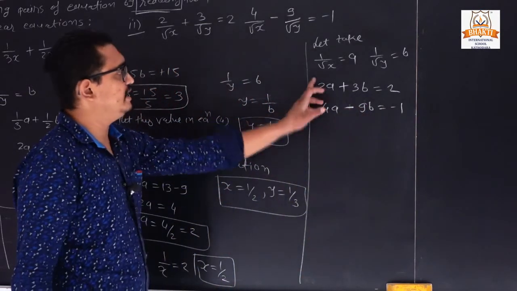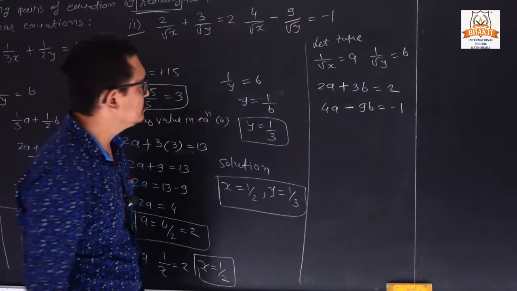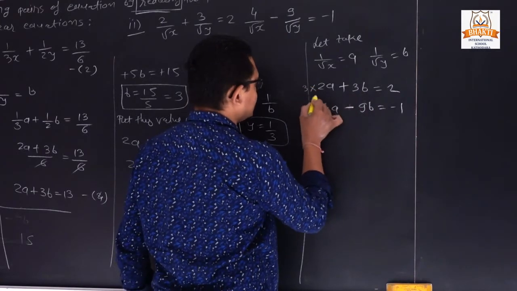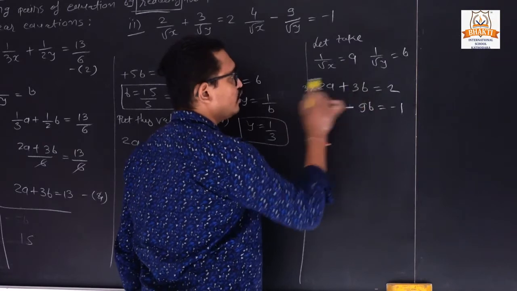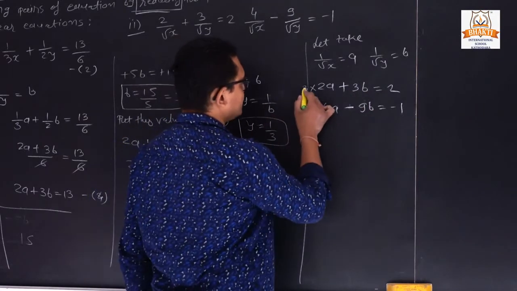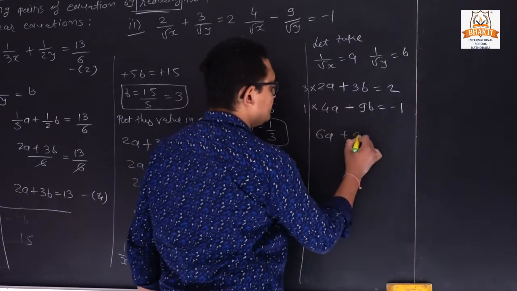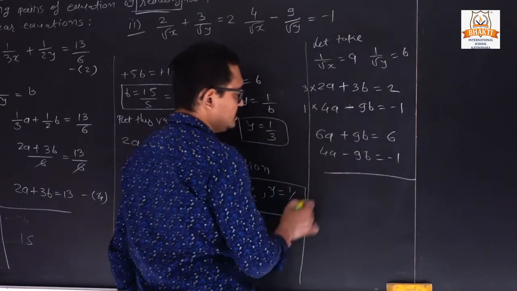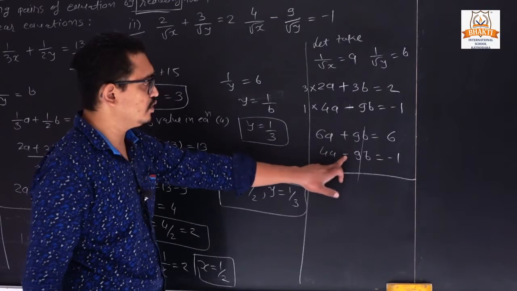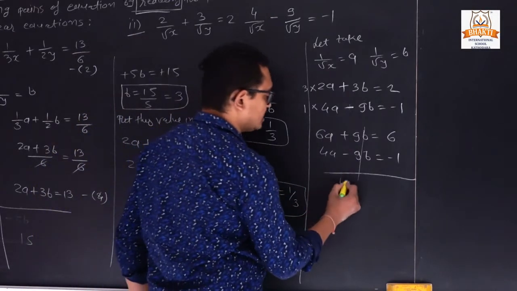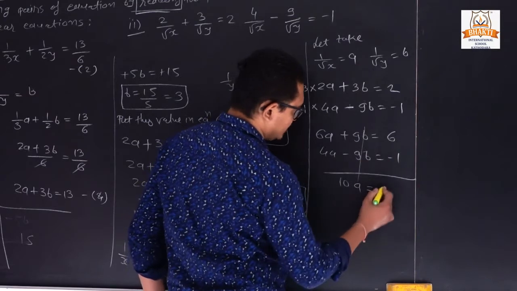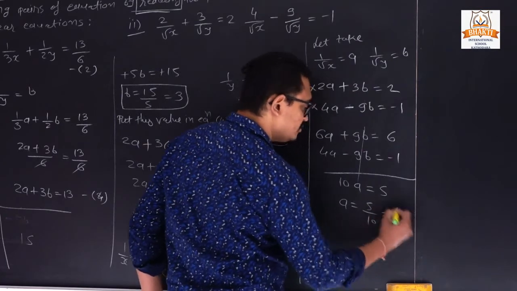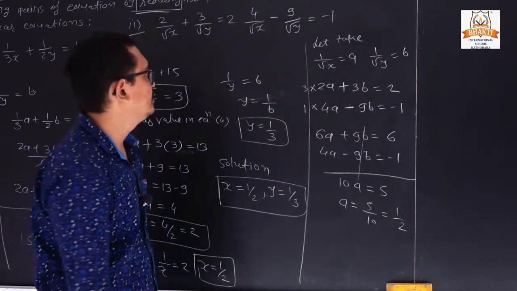So once again, which method are we applying? Elimination. Here we have a 3 and here we have none. So we are multiplying the first equation by 3 because we want to drop b. So simplify: 3 2s are 6a, 3 3s are 9b, and 3 2s are 6. 4a minus 9b is equal to minus 1. Now these both are cut because both have different signs. 6 plus 4 is 10a, and 6 minus 1 is 5. a is equal to 5 by 10, so it is 1 by 2. Clear? a is equal to 1 by 2.